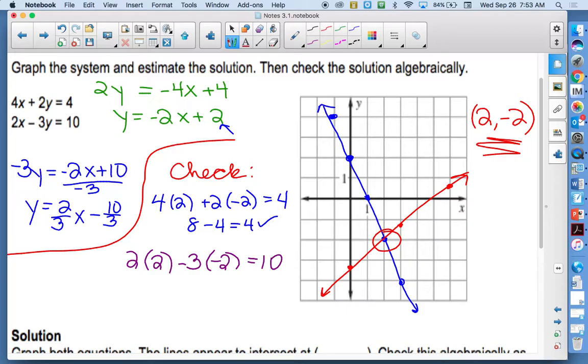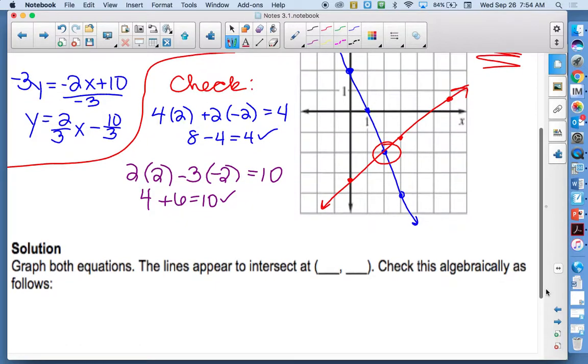That's supposed to be equal to 10. 2 times 2 is 4, negative 3 and negative 2 make 6, and 4 plus 6 does equal 10. So that means we found the correct solution. If it works in both of them, then it is a solution.